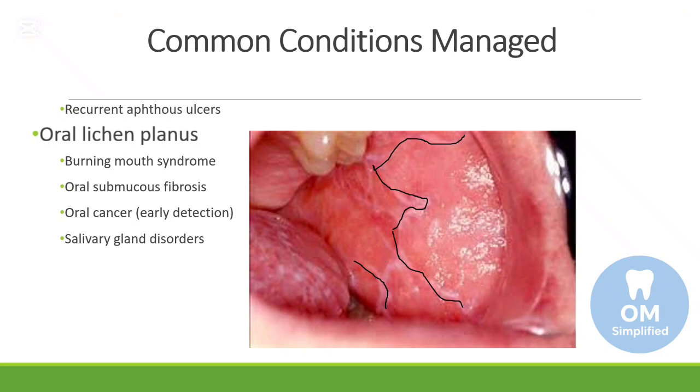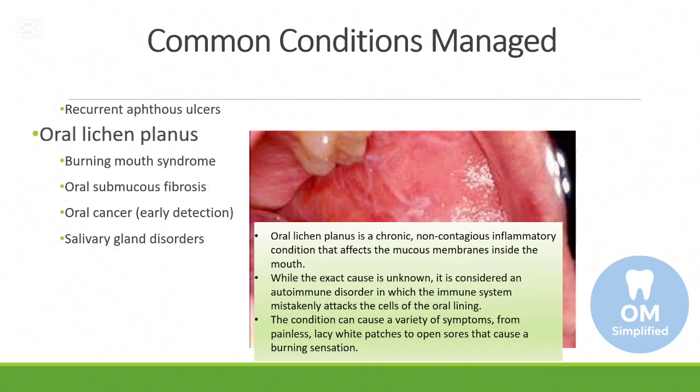It is an autoimmune condition. It is non-contagious. It can be painful or not. So oral lichen planus is a chronic, non-contagious inflammatory condition that affects the mucous membrane inside the mouth. While the exact cause is unknown, it is considered an autoimmune disorder in which the immune system mistakenly attacks the cells of the oral lining.